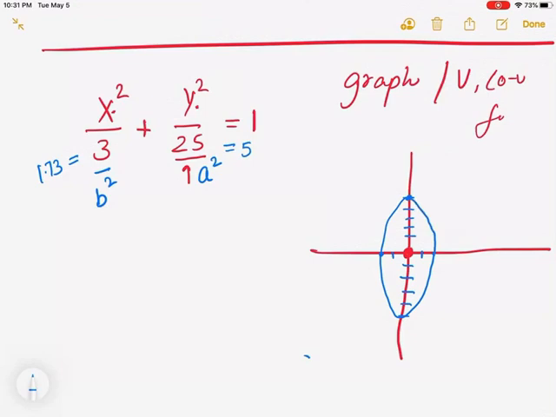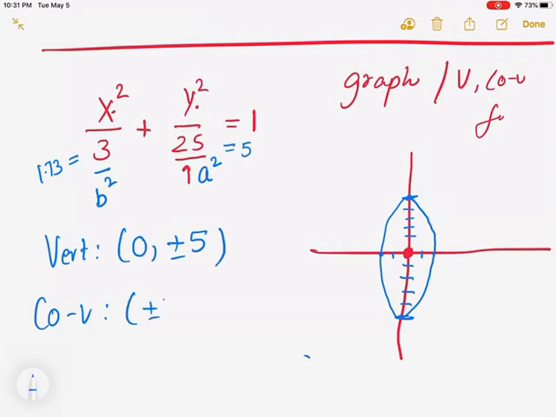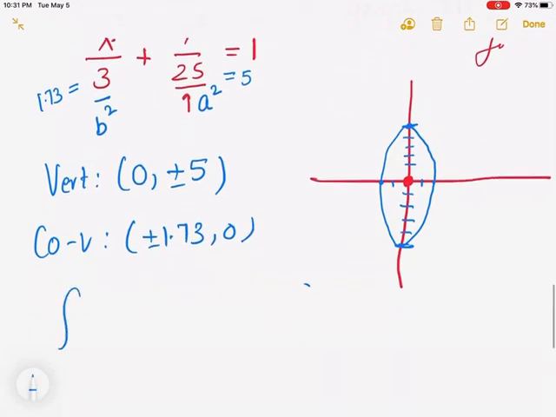Now it's time to label the vertices, co-vertices, and foci. Vertices are always on the major axis. Remember, they are the endpoints of the major one. Since it's on the y, my answer would be 0 comma plus and minus 5. Co-vertices are the endpoints of the minor one, so it's plus and minus 1.73 comma 0. Almost there. Now it's time to find the foci.